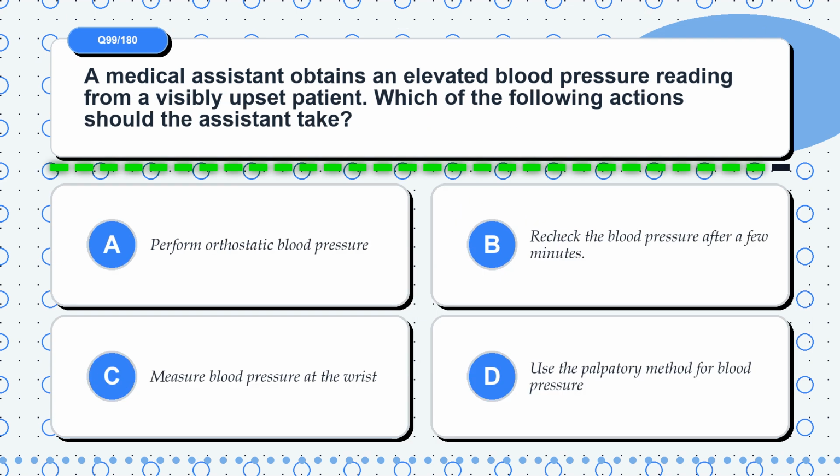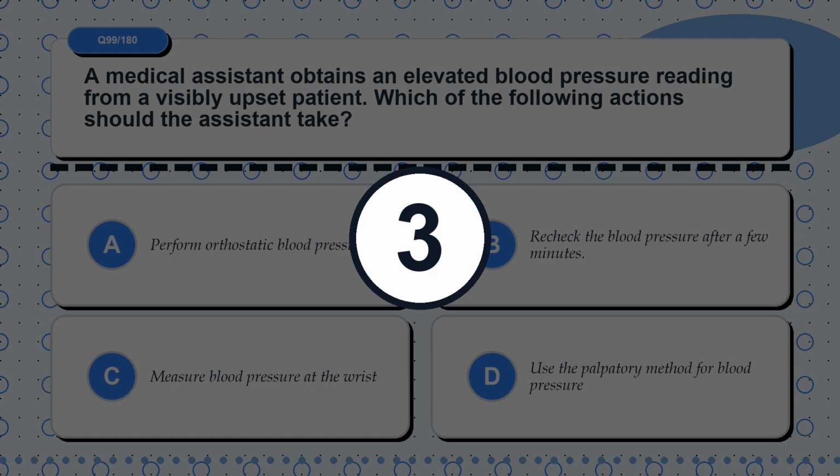Question 99. A medical assistant obtains an elevated blood pressure reading from a visibly upset patient. Which of the following actions should the assistant take? Here are the options. Option A, perform orthostatic blood pressure. Option B, recheck the blood pressure after a few minutes. Option C, measure blood pressure at the wrist. Option D, use the palpatory method for blood pressure.